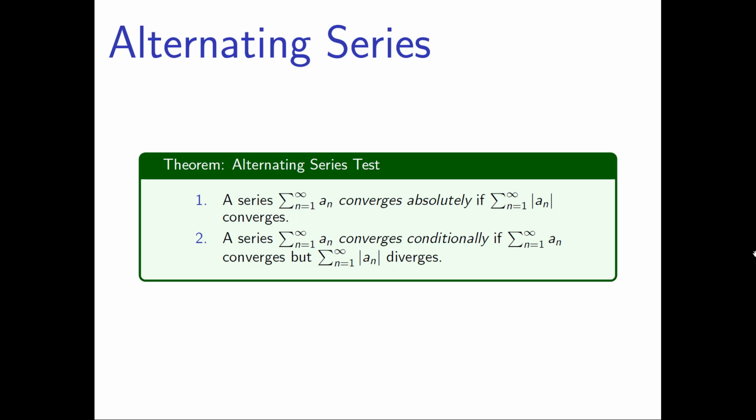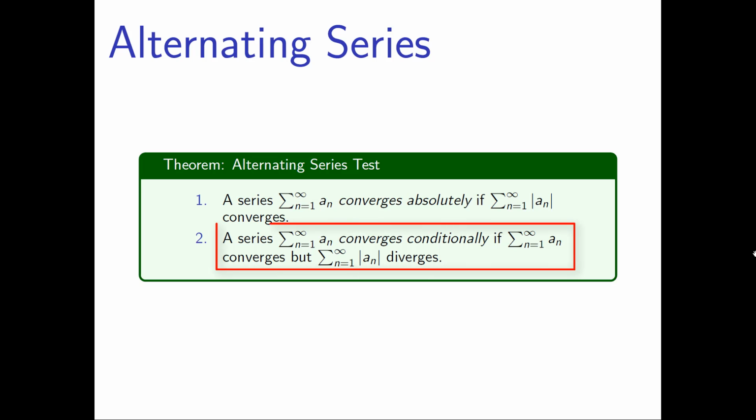Along with alternating series, we have the alternating series test, which tests whether something is absolutely convergent or conditionally convergent. Part 1 here says that a series converges absolutely if we take the absolute value of all the terms, which essentially means getting rid of all those minuses. If that converges, then the series also converges, and we call it absolutely convergent.